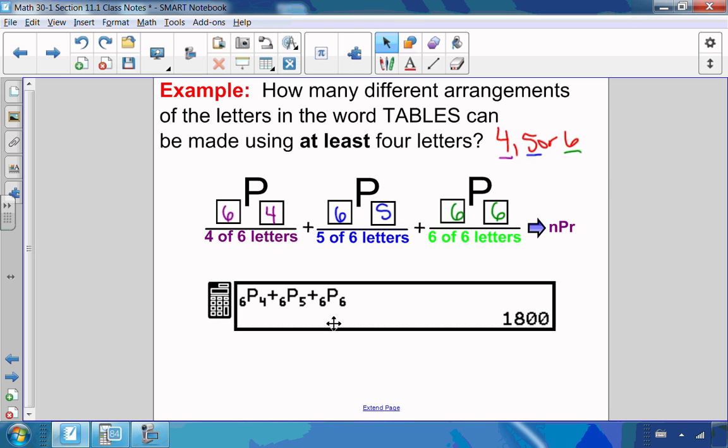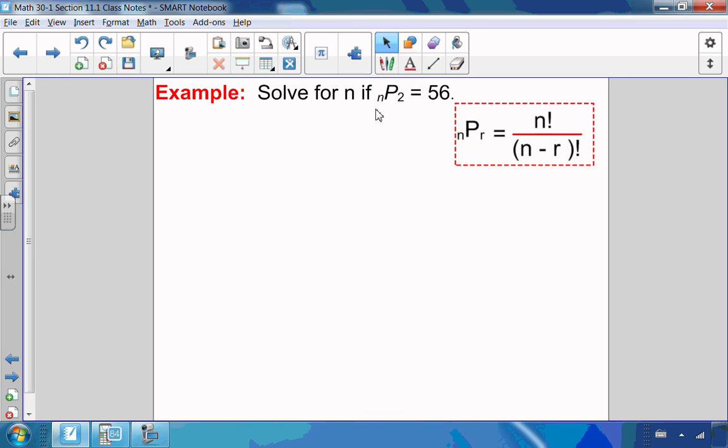Both ways are okay. So I just want to end this lesson here by using the permutation equation to solve for n. So I want to solve for n if nP2 equals 56. A way of asking this in terms of a word problem would be: how many objects taken 2 at a time are there if there are 56 unique arrangements, something to that effect.